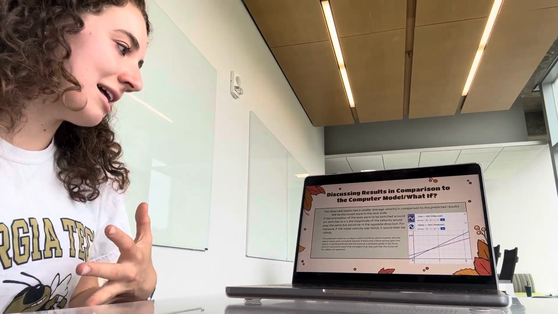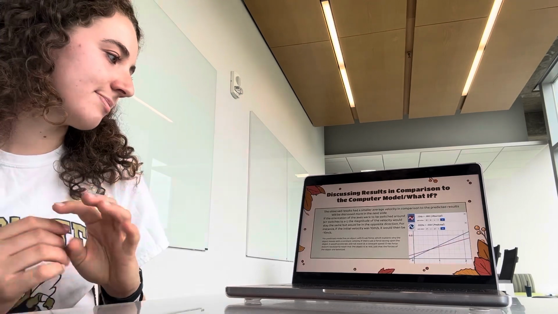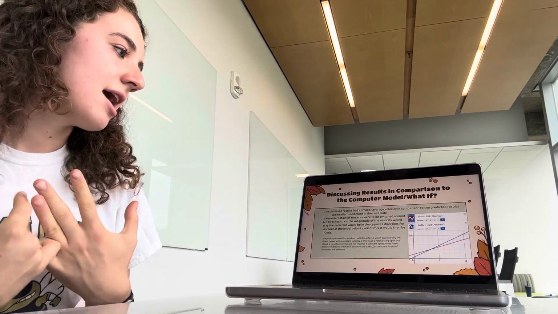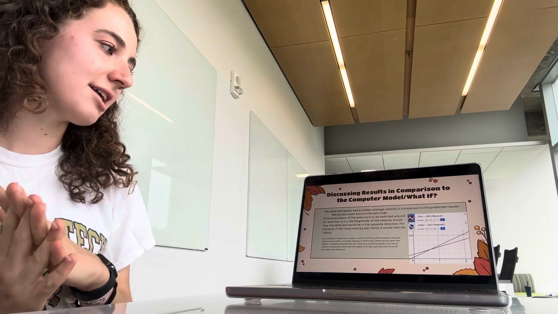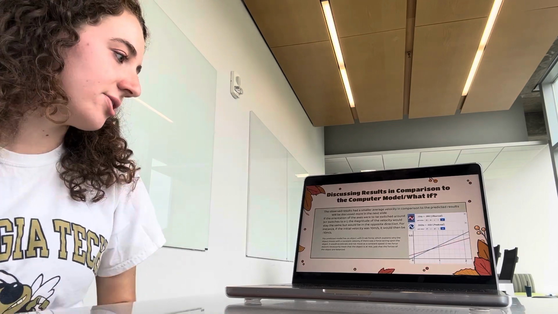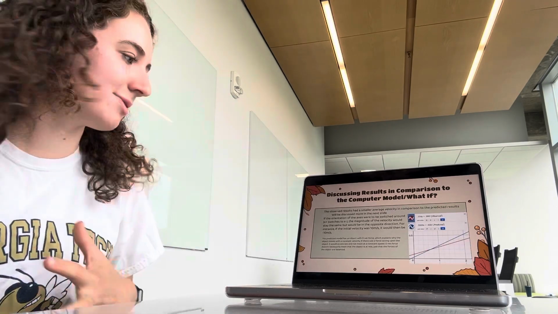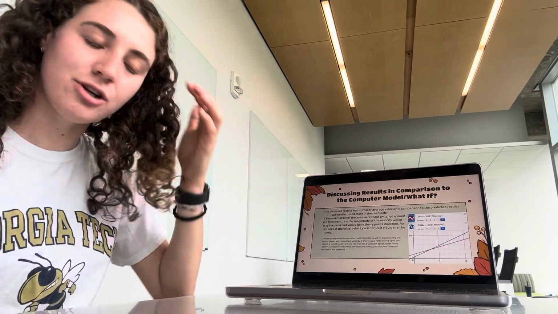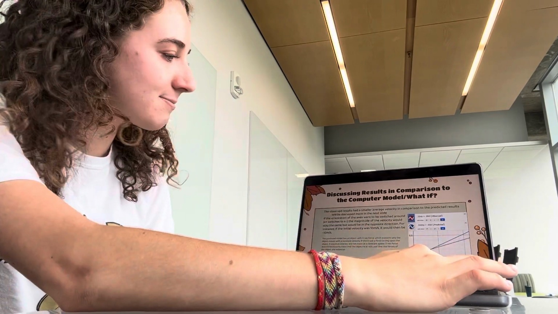And the predicted model has an object with 0 net force, which explains why the object moves at a constant velocity. If there is a force acting upon the object, it would accelerate and not move at a constant speed. 0 net force doesn't necessarily mean the object's at rest, but just moving at constant speed, just like we mentioned earlier. So it just means the forces are balanced.